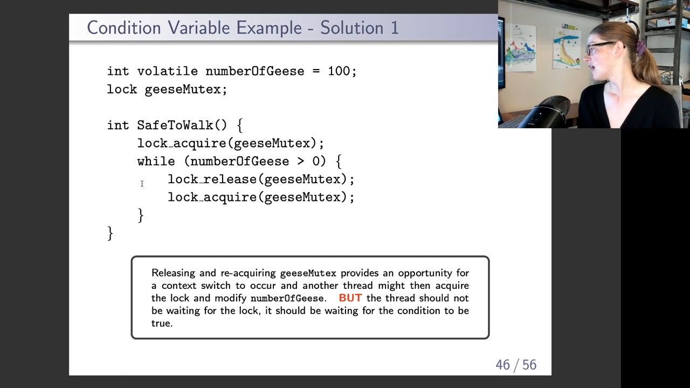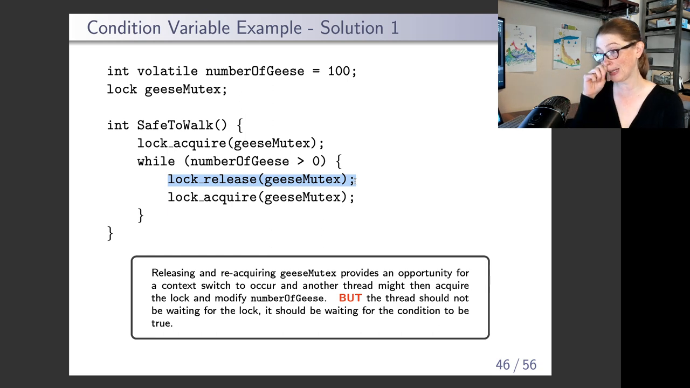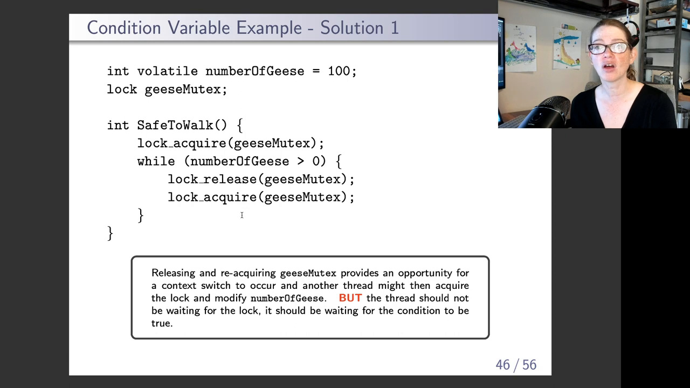So we can modify this to actually do that. Again, we just have a number of geese on the path, and then we have a mutex to protect it. We acquire the lock, and then in a while loop, we check if the number of geese is greater than zero. If it's greater than zero, it's not safe, and therefore I need to safely wait. And in this case, I'm going to spin as my wait mechanism. I release the lock so that we could get a context switch here. And you can encourage a context switch by calling yield, actually right after release. And immediately after release, I'm going to call acquire. The idea is we're giving an opportunity for another thread, i.e. a goose, to come in, acquire the lock, and change the number of geese. And then eventually, when the number of geese is equal to zero, we will be down here, and we can do whatever we need to do. We can walk. Okay.